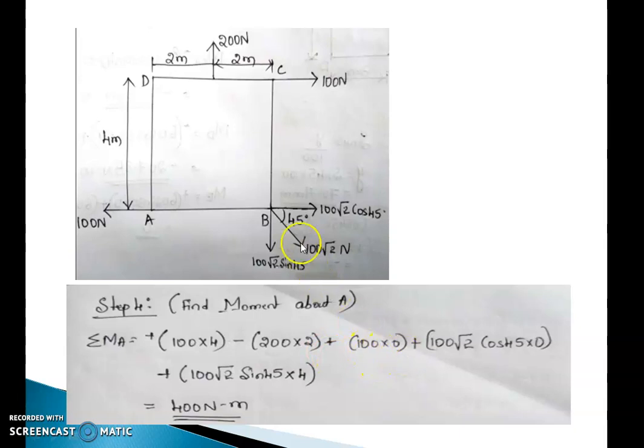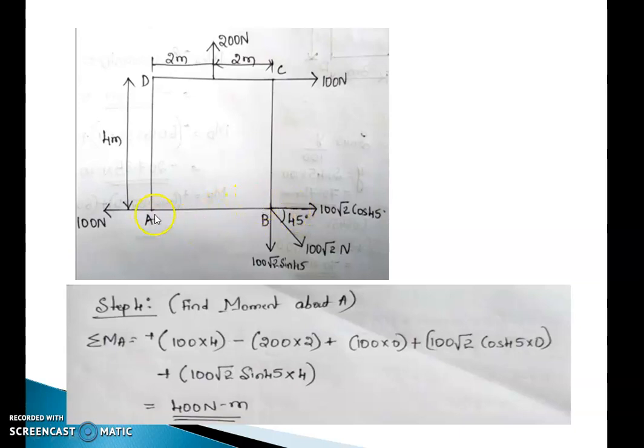And the last force, the inclined force, 100 square root 2. We have resolved that force into 100 square root 2 cos 45 and 100 square root 2 sin 45. Once it is resolved, we need to forget about the 100 square root 2 Newton and see only the resolved forces. The first resolved force, 100 square root 2 cos 45, is a pure horizontal force. When the force is horizontal, we need to consider the perpendicular vertical difference between A and B.